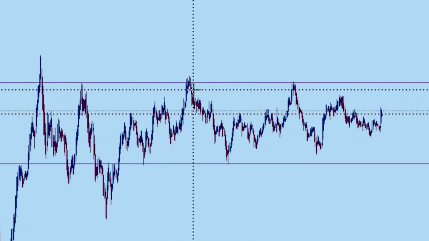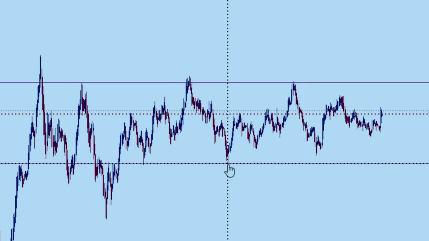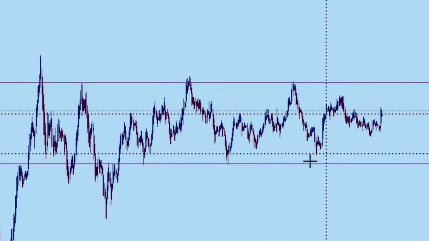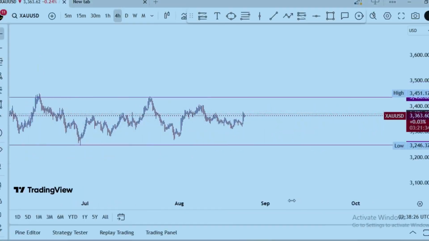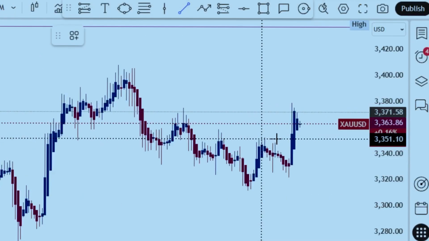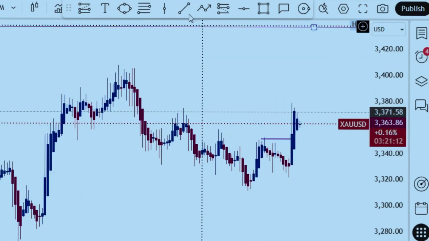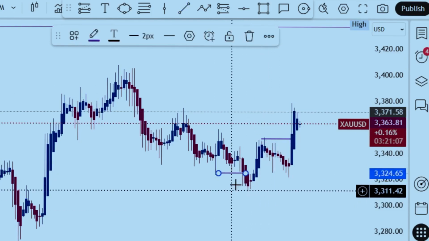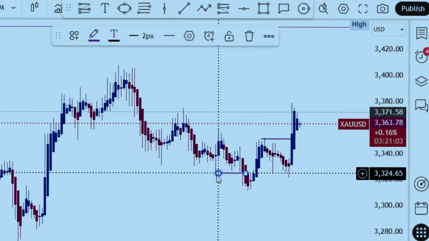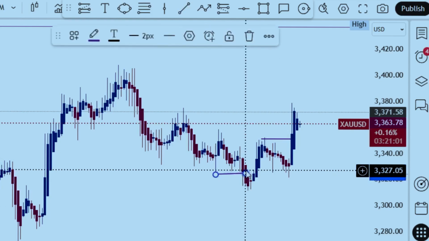From the demand it goes up to the supply, from the demand again it goes up to the supply. So this is what is happening on the 4-hour time frame. On the 4-hour time frame, we have here a break of change of character, because this was our low. So we'll mark out some key zones also here on the 4-hour time frame.